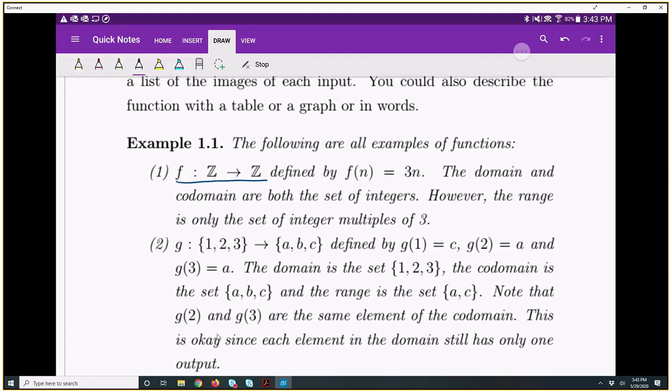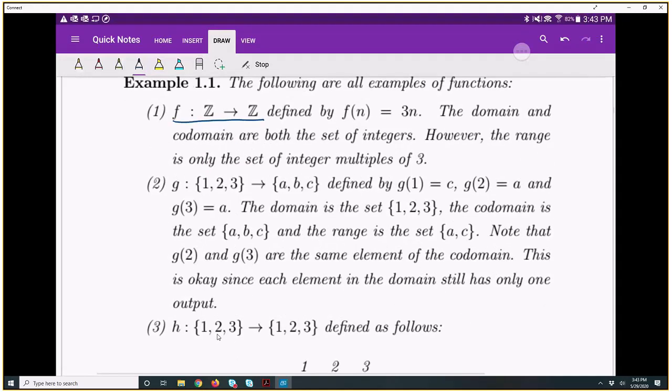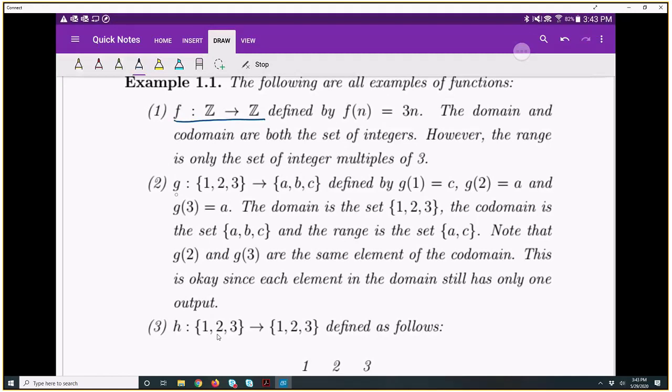Another example would be something with a smaller domain, like g is a function from the set {1, 2, 3} to the set {a, b, c}. And the definition we'll give is just g of 1 is c, g of 2 is a, and g of 3 is a. This is a perfectly valid way to describe a function. The domain here is the set {1, 2, 3}. The codomain is the set {a, b, c}, but the range is only a and c because none of 1, 2, or 3 got sent to b.